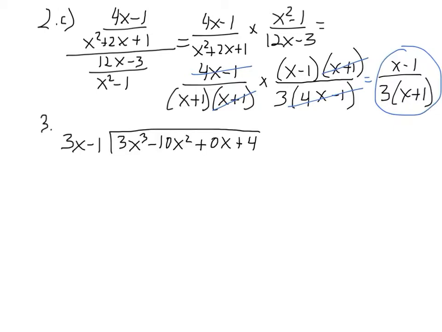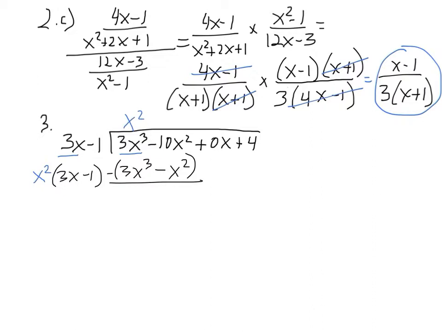We have a long division problem. And what do we need to multiply 3x by to equal 3x cubed? And that would be x squared. So x squared times 3x minus 1 equals 3x cubed minus x squared. We're subtracting. Let's put this x squared up here.